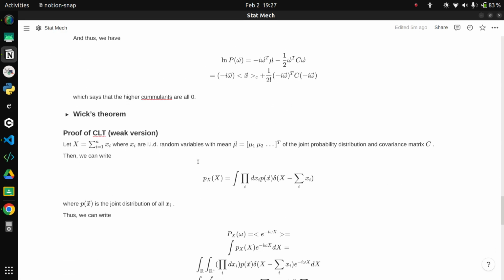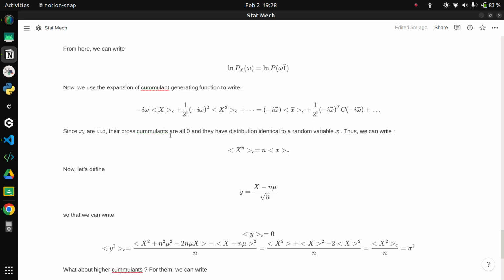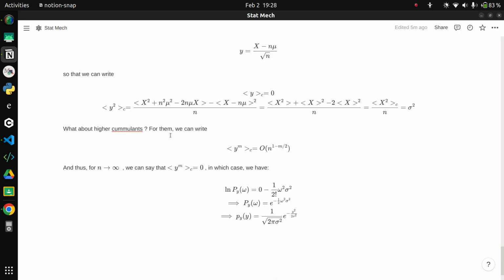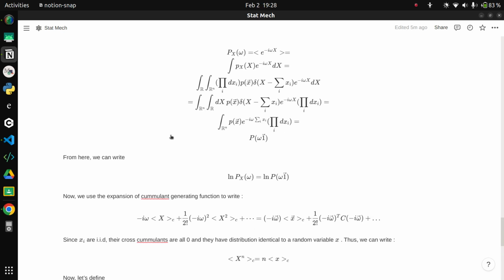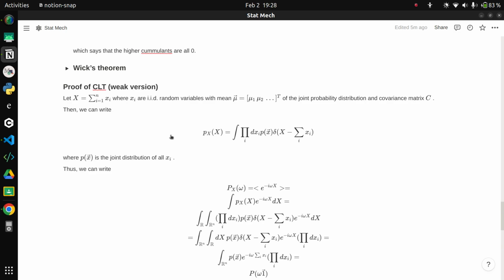So let's just start. We are going to be proving the central limit theorem, the weak version of that, where you have the variables being identically distributed, independent variables. Basically identically distributed independent variables. And we could in fact remove the identically distributed part as well, but it's okay to just use that.